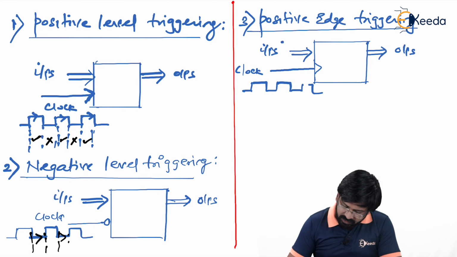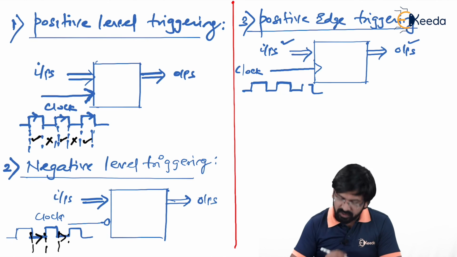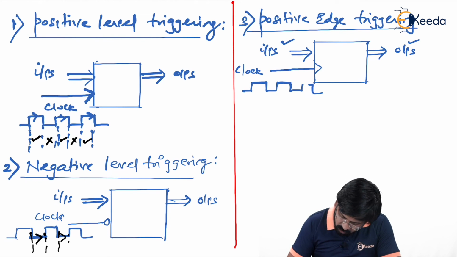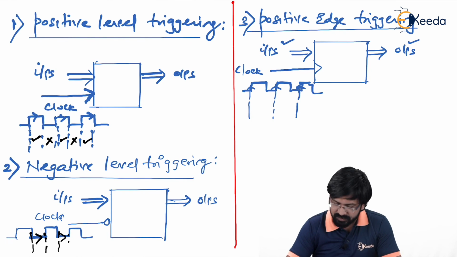It means even though inputs are applied, they are not reflected into output until and unless positive edges appear at the clock. That is, your outputs are changed only during this time instance which I am marking over here, that is the 0 to 1 transition. So only during the 0 to 1 transition are outputs changed, and such a device is called a positive edge triggered device. Now we shall see the last type, that is negative edge triggered device.